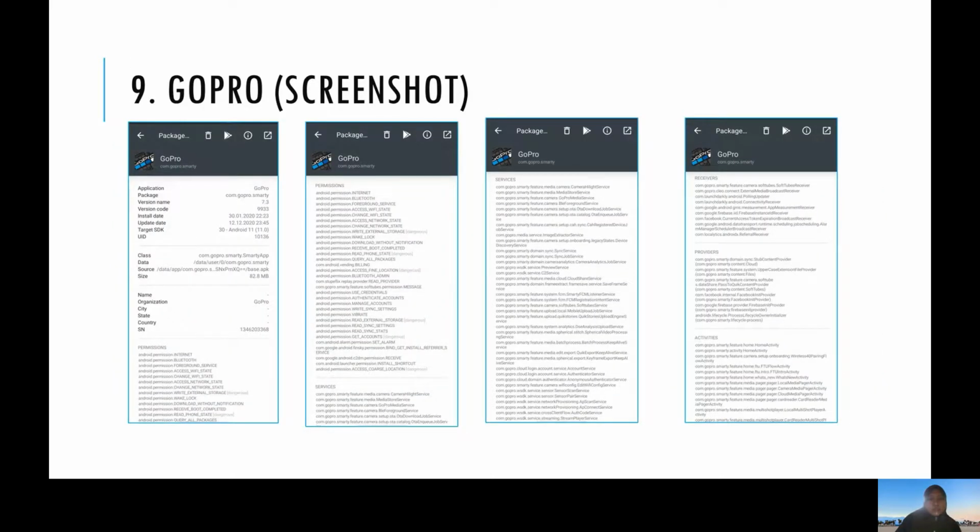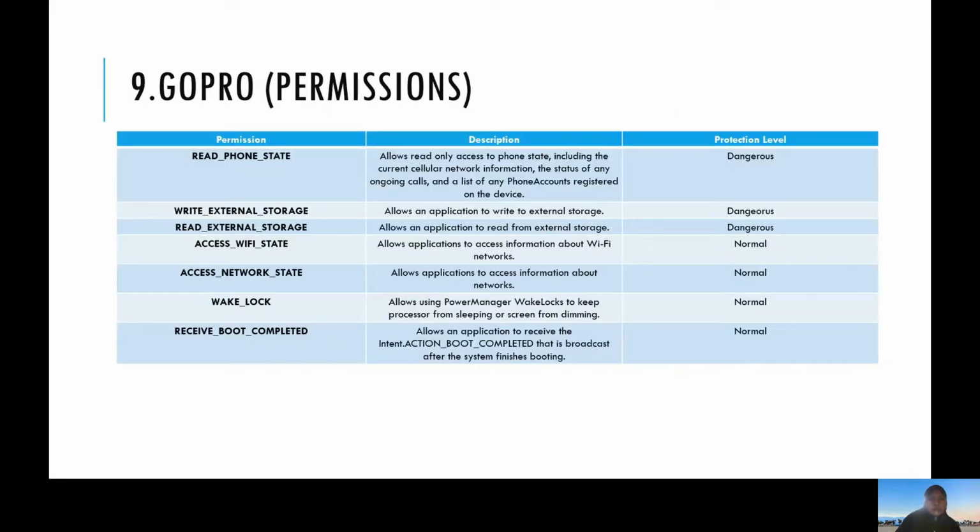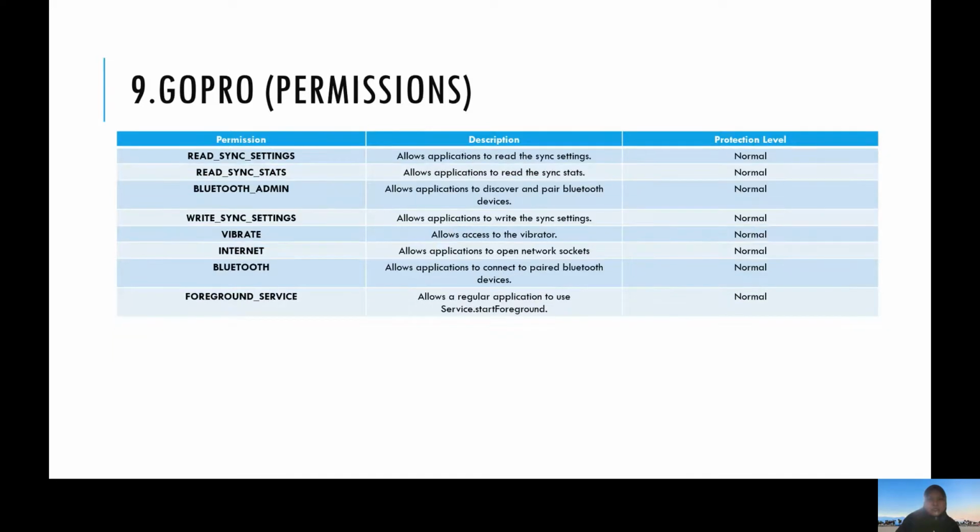And nine is GoPro. These are the screenshots for the package viewer. The package name is com.gopro.smarty. And one of the dangerous permissions is WRITE_EXTERNAL_STORAGE. It allows an application to write to external storage. And normal permission is WAKE_LOCK. Allows using PowerManager wake locks to keep processor from sleeping or screen from dimming.